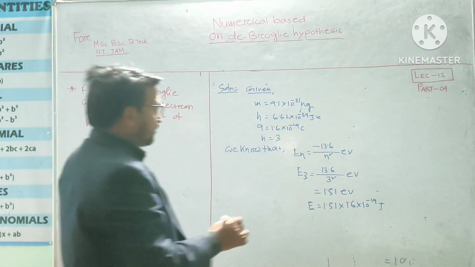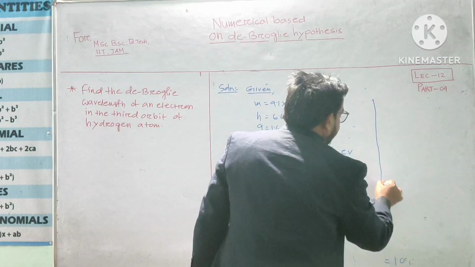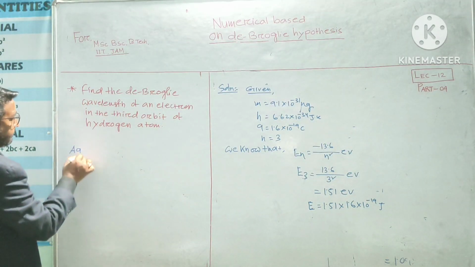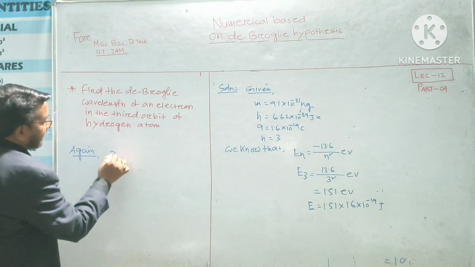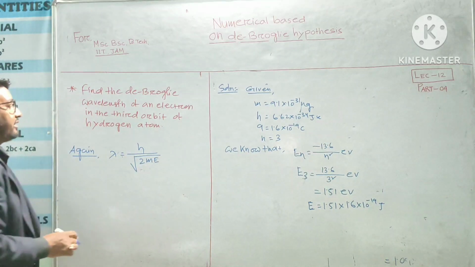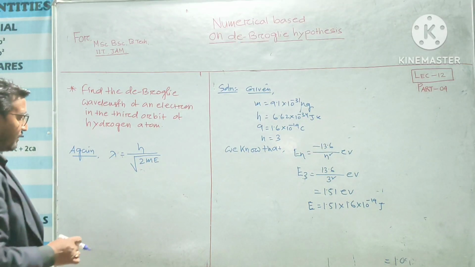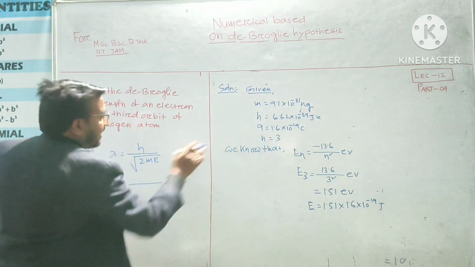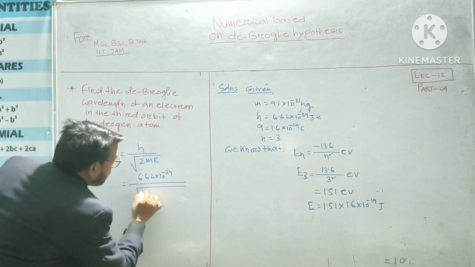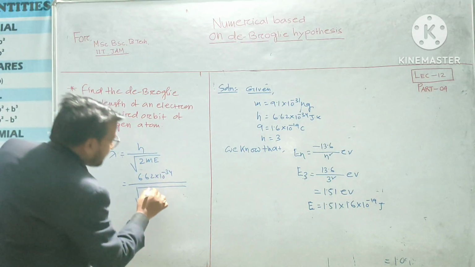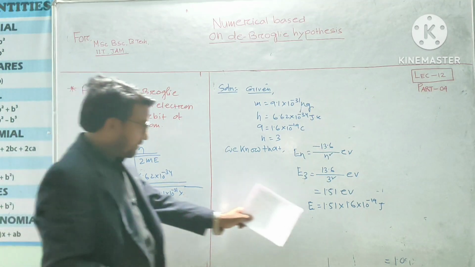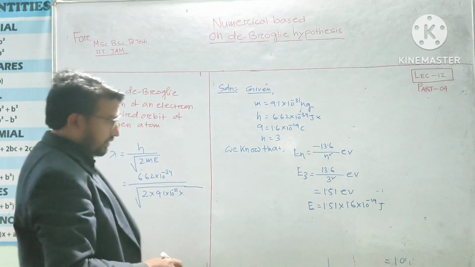Okay, now we are going to find out lambda equal h by under root of 2 m e, and this is de Broglie wavelength in terms of kinetic energy. Okay, so the value of h is Planck constant, so 6.62 into 10 to the power minus 34, and 2 into m, mass of electron, 9.1 into 10 to the power minus 31, into energy, this is equal to 1.51 into 1.6 into 10 to the minus 19.